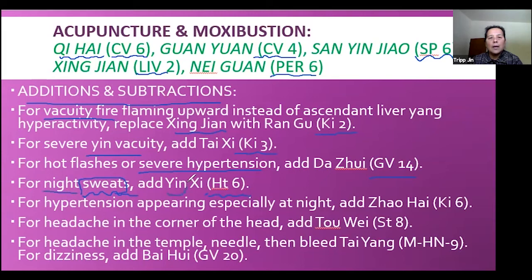These points are easy; they address yin problems. For hypertension, especially at night, we go to Kidney 6. The headache at the corner is still the same, we go to Stomach 8. For a headache in the temple area, we can go to the acupoint 太阳. And for dizziness, go to 百会. So those are some modifications according to the patient's situation.